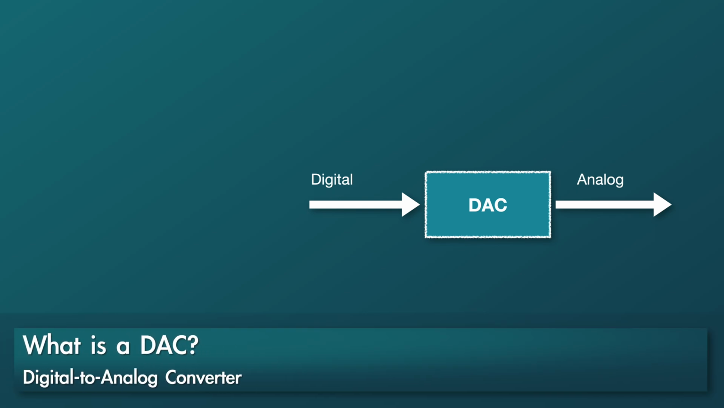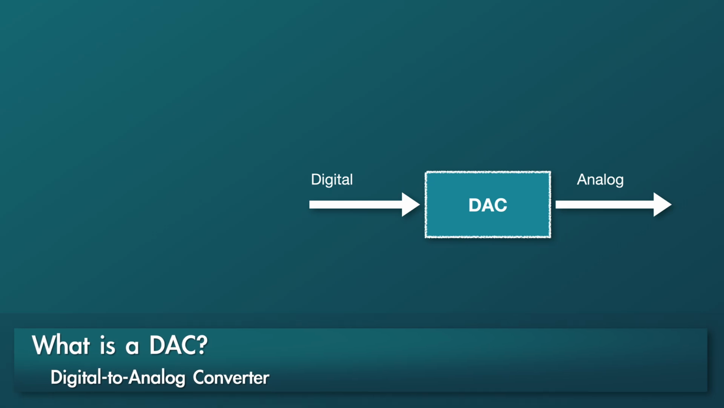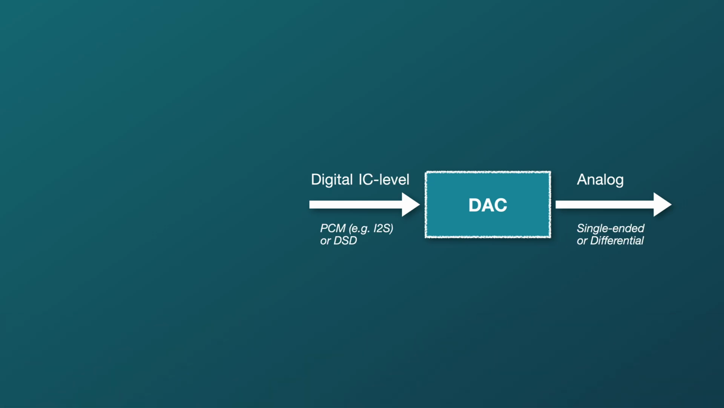Okay, so what is a DAC? It converts digital signal to analog. Here we focus on audio DACs, where we have IC level PCM or DSD signal coming in, and the output is analog single-ended or differential signal.